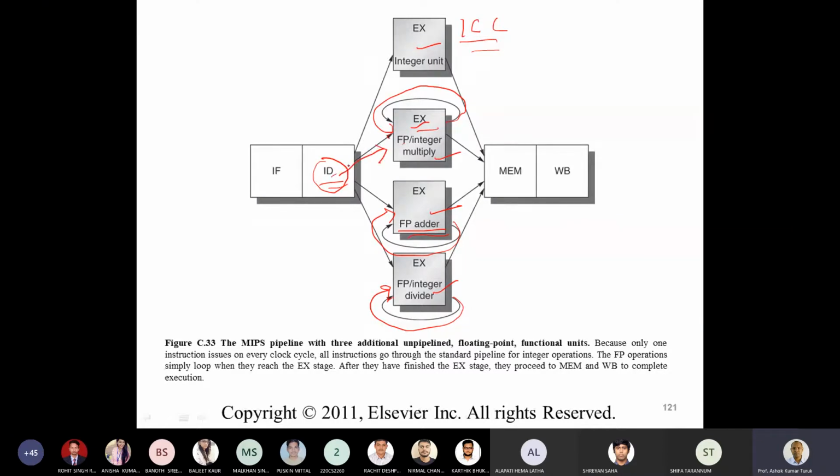Because this instruction cannot be issued to the floating point multiplier, all the instructions behind it also stall. Suppose this is a multiplier instruction, and the one after it is an integer addition operation.